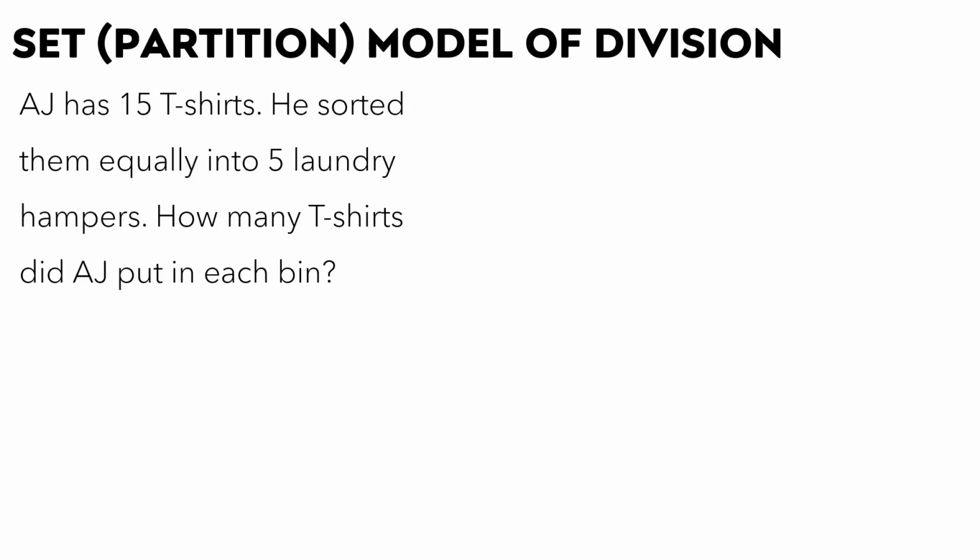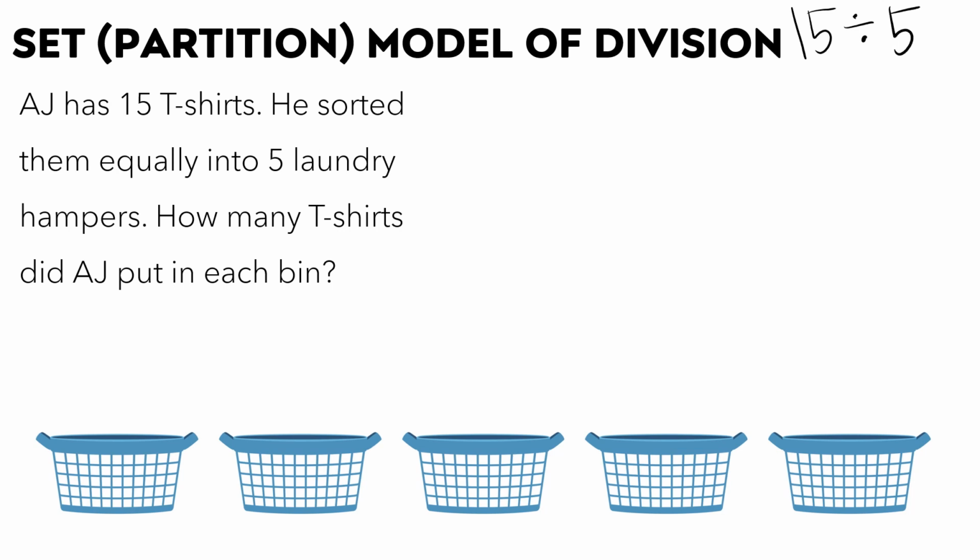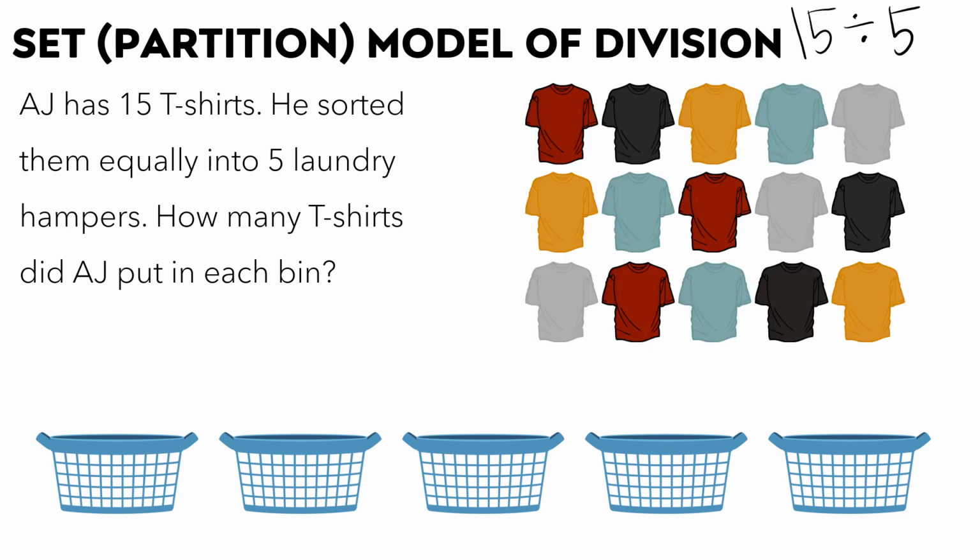We have this problem. AJ has 15 t-shirts. He sorted them equally into 5 laundry hampers. How many t-shirts did AJ put in each bin? We are demonstrating this example here, 15 divided by 5. We have 15 t-shirts. We want to split those up into 5 different laundry hampers. First let's put our laundry hampers down, then our t-shirts.